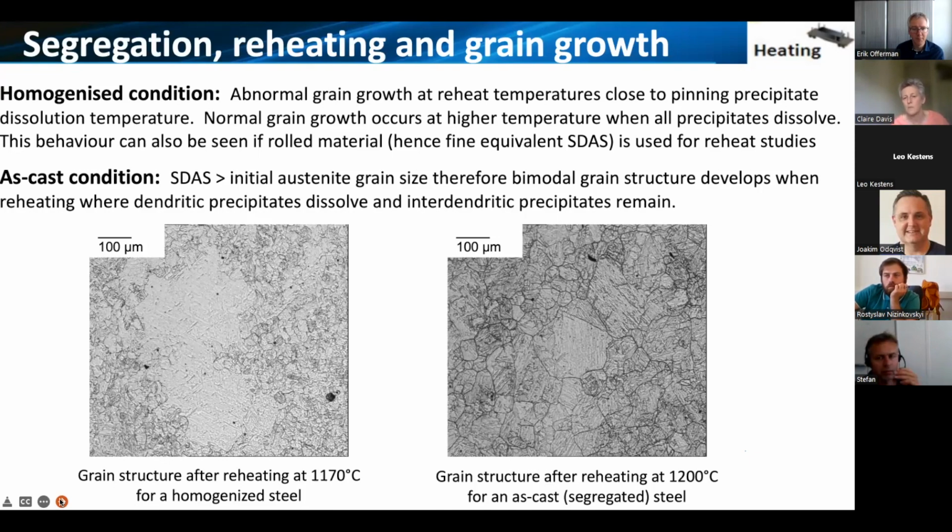And you end up with this slightly more bimodal structure, where, running from the bottom left to the top right of the image, you can see the larger grains, and then next to that, you've got much finer grains. One thing that we did find that was very interesting, and it comes back to understanding the difference between what we do in the lab and what happens in industry, is that we took rolled material. In other words, we reduced the separation between the solute rich and the solute poor regions, such that you had a very, very fine spacing, talking about 10 microns or less.